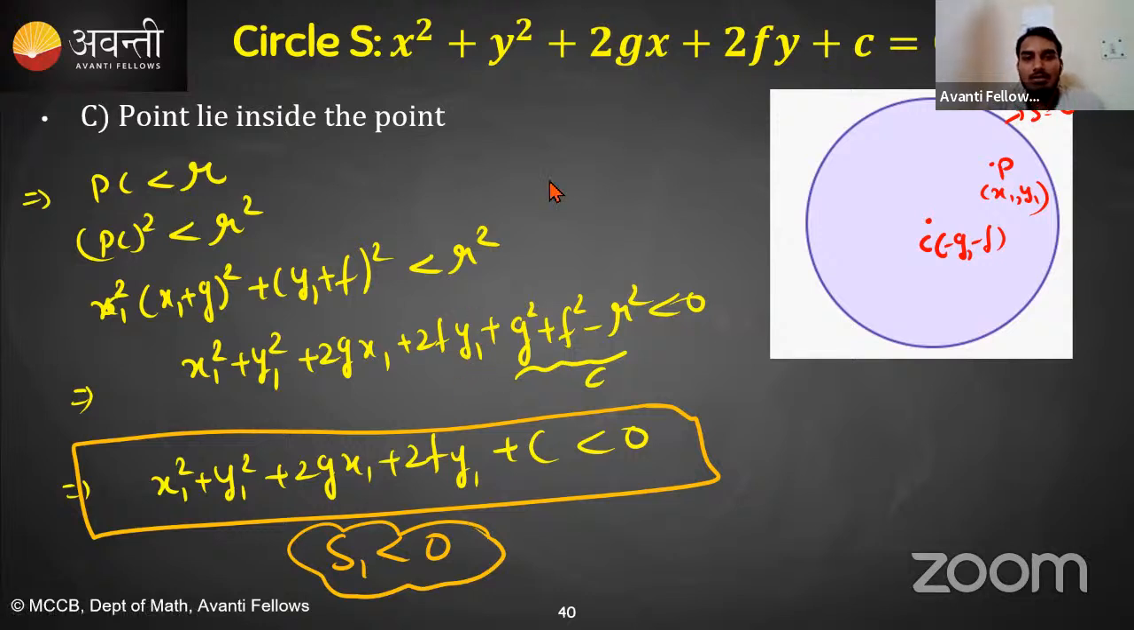Is this clear? So if the point is lying outside the circle, S1 is greater than 0. If the point is lying on the circle, S1 equal to 0. If the point is lying inside the circle, S1 less than 0. Simple. Very good.